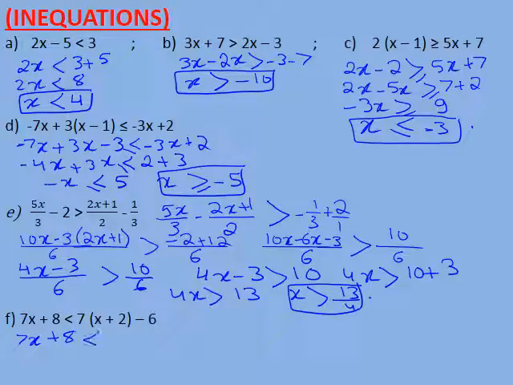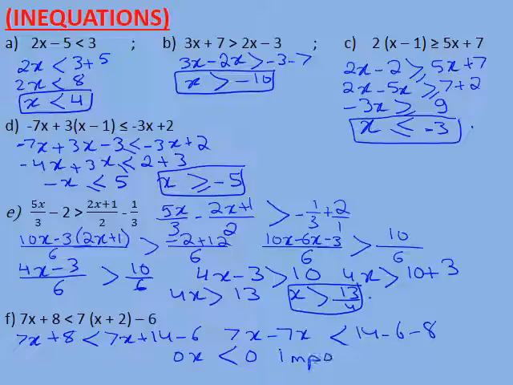7x plus 8 less than 7x plus 14, minus 6. Continue, 7x minus 7x, minus 8. 7x minus 7x, 0x is less than 0. Impossible, because for any value of x this is impossible.